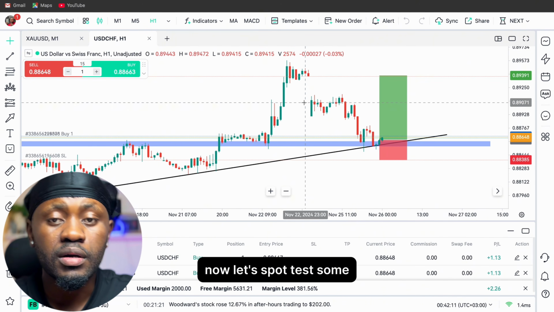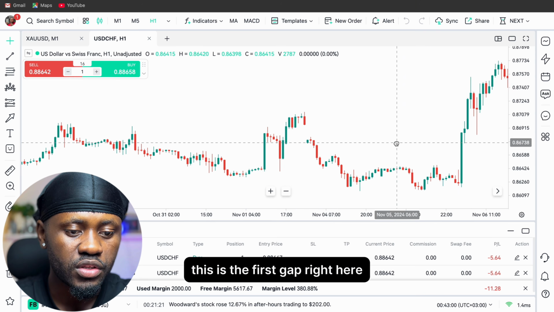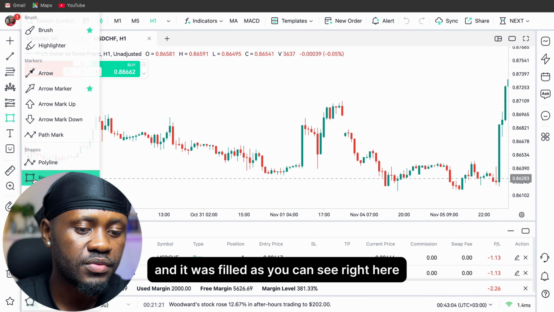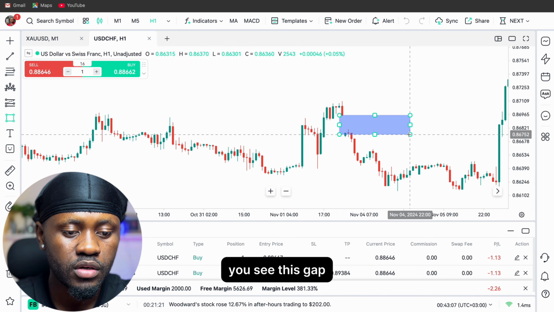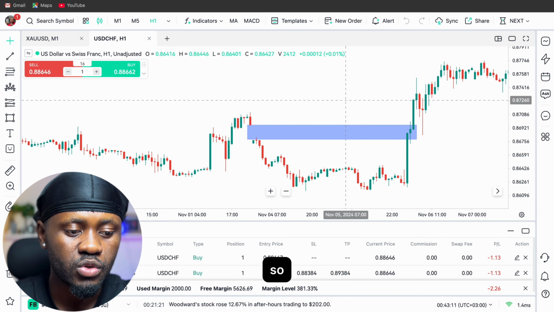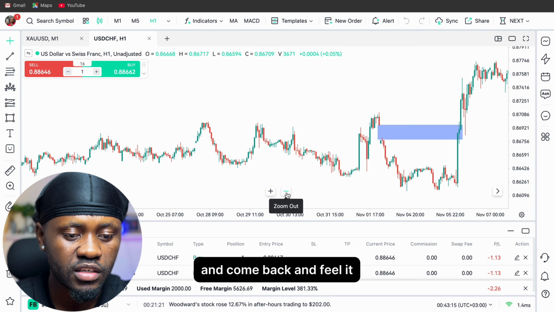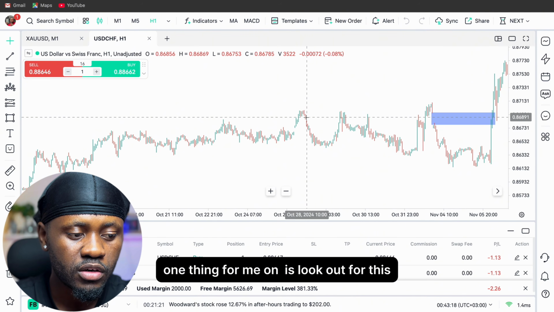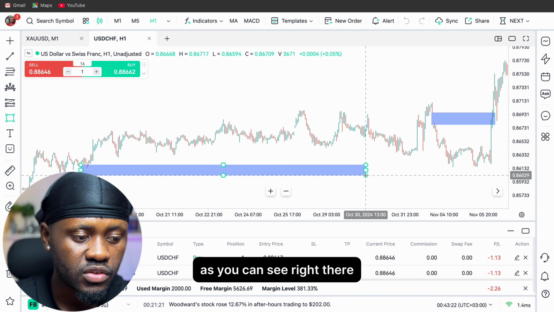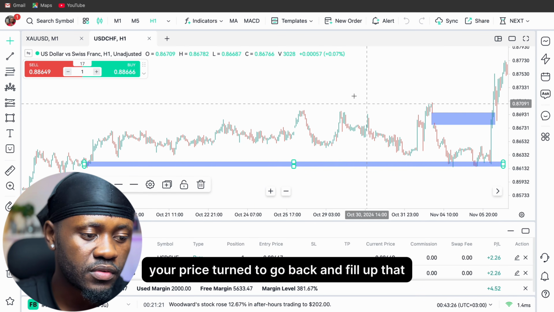So now let's backtest some gaps that have been happening in the markets for the past. So this is the first gap right here. As you can see, we had this gap right here and it was filled. You see this gap, and you can see price came back and filled it. So the main thing is you need to understand when price is going to reverse and come back and fill it. So one thing for me, I want to always look out for this turning point. You can see this was the turning point, and that is where price turned to go back and fill up that gap.